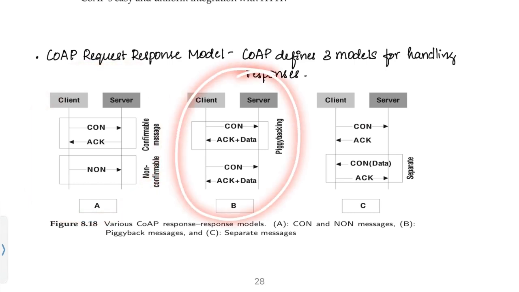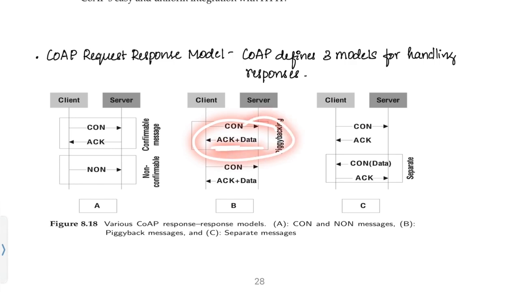Next, we have piggyback responses. Piggyback responses will include the servers where the response data is within the acknowledgement message itself. So acknowledgement plus data is sent back. This approach will reduce the number of messages which are sent or message exchange. An example could be a temperature sensor which will send a request and the server will immediately respond with the temperature value along with the acknowledgement. That is, I've got the message and take this is your temperature. Both are given here, acknowledgement and data.